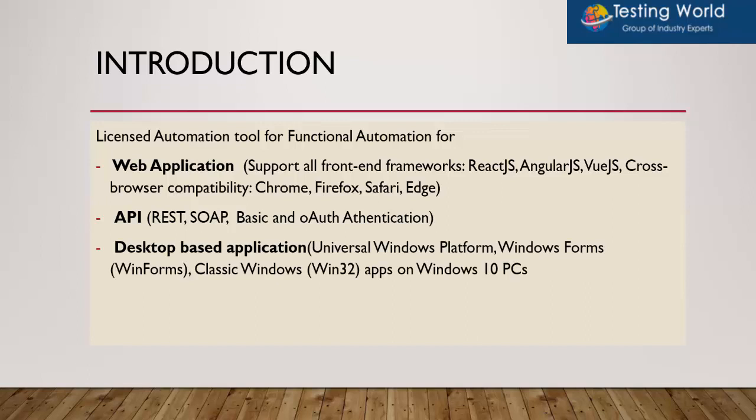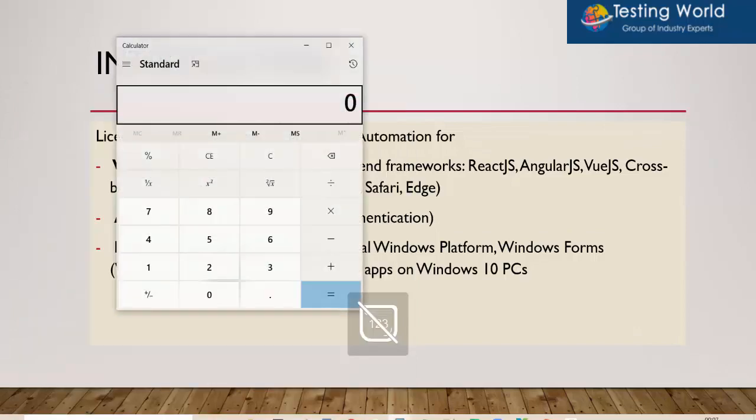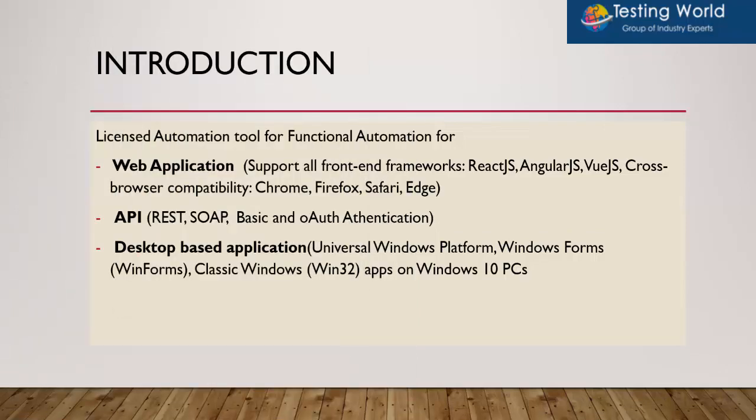Next is desktop-based application. There are many applications which can be installed on a system and you can use them on that system only. So let's take an example. We have the calculator. That is a desktop-based application. Katalon Studio supports desktop-based applications as well. And again, desktop-based applications are created in different ways. So it supports Universal Windows Platform, Windows Forms, classic Windows applications, and many more. So it is giving end-to-end support for desktop-based applications as well.